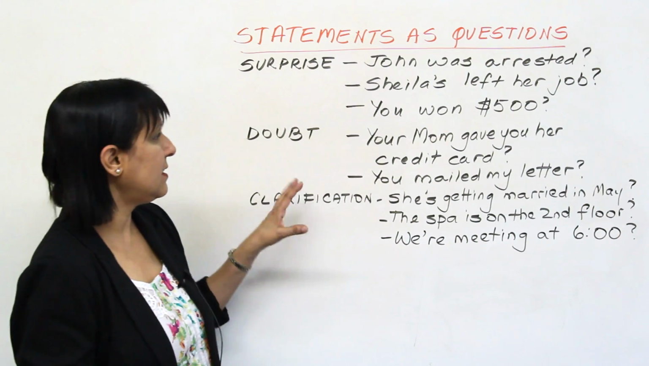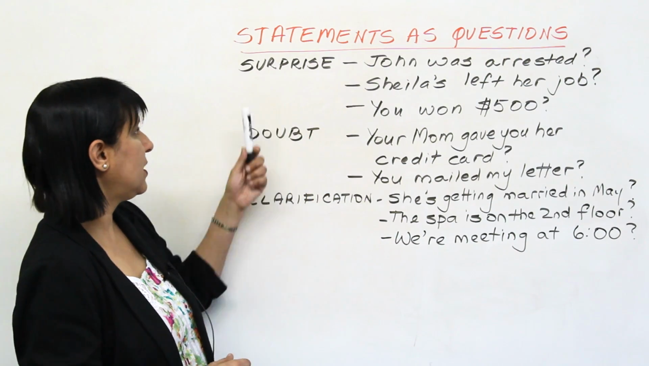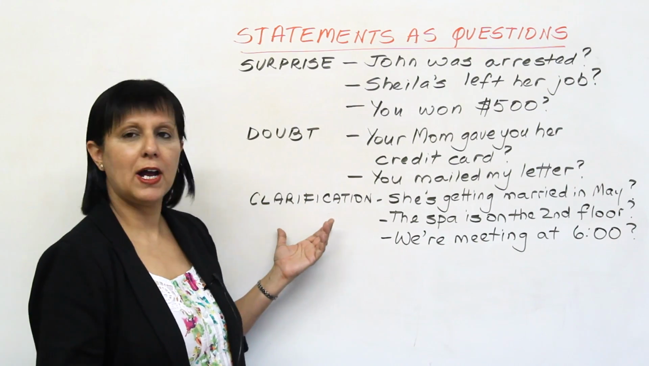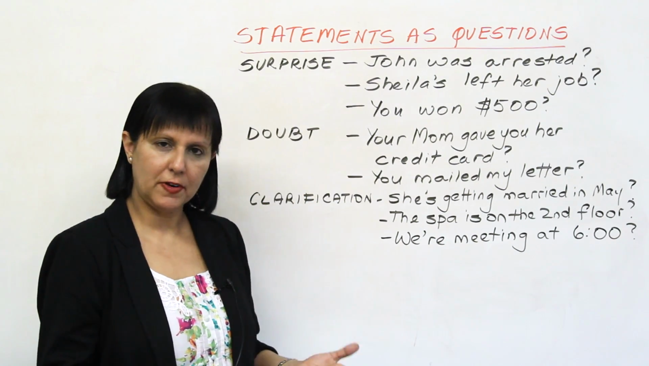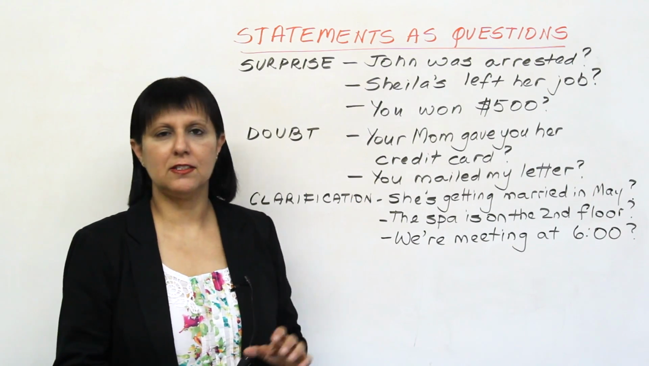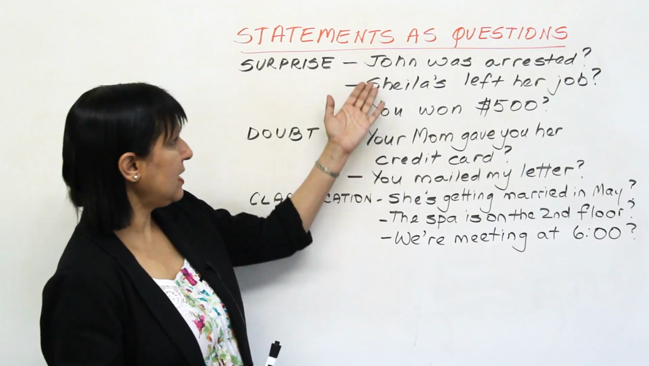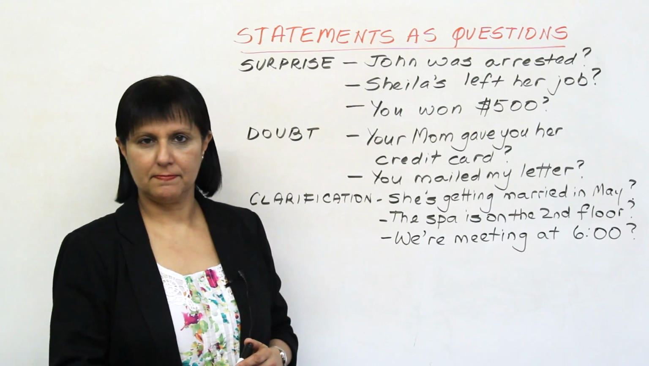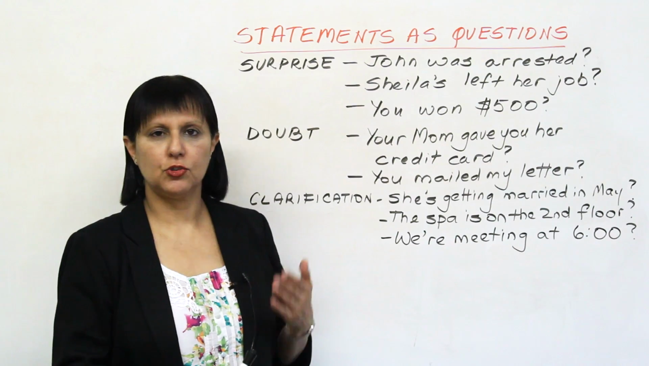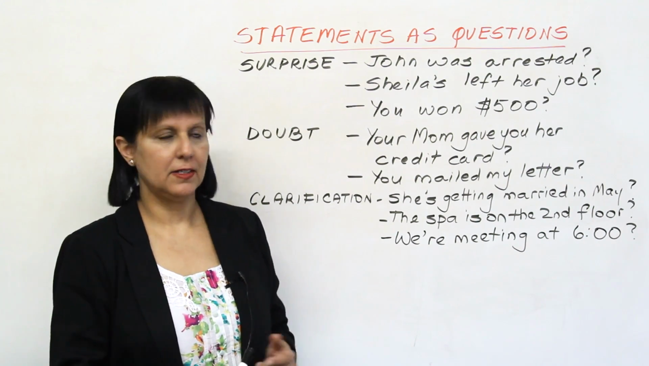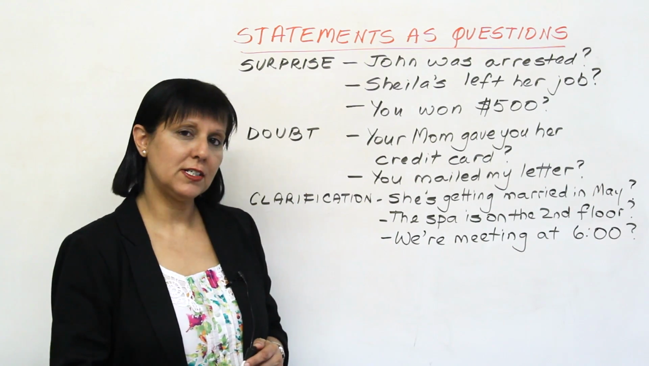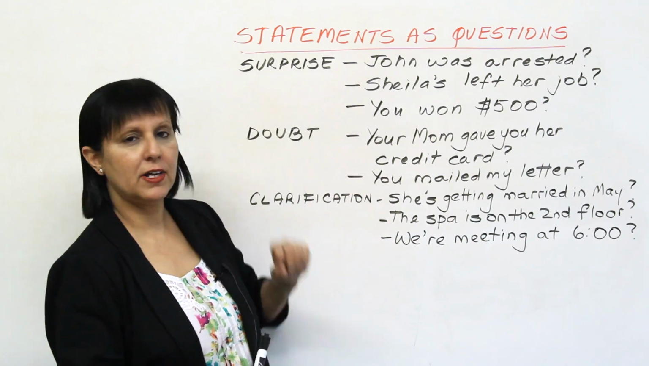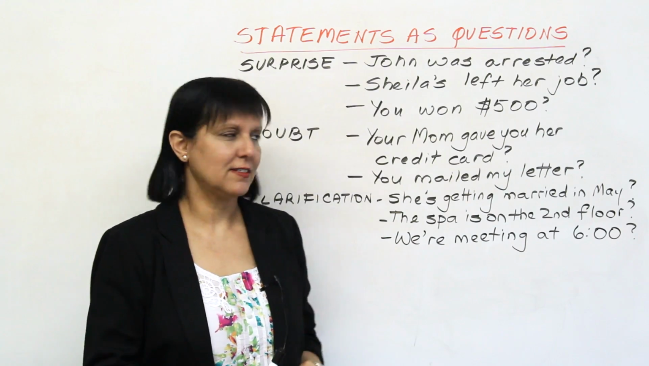Now we can do this in different contexts, by the way. We can do it to show surprise, to express some doubt, or to ask for clarification. All right? Different types of questions and different types of situations. So let's take the first one. John was arrested. This is a sentence. John was arrested. If we ask it as a question, John was arrested? Okay? See, you're surprised. John was arrested?